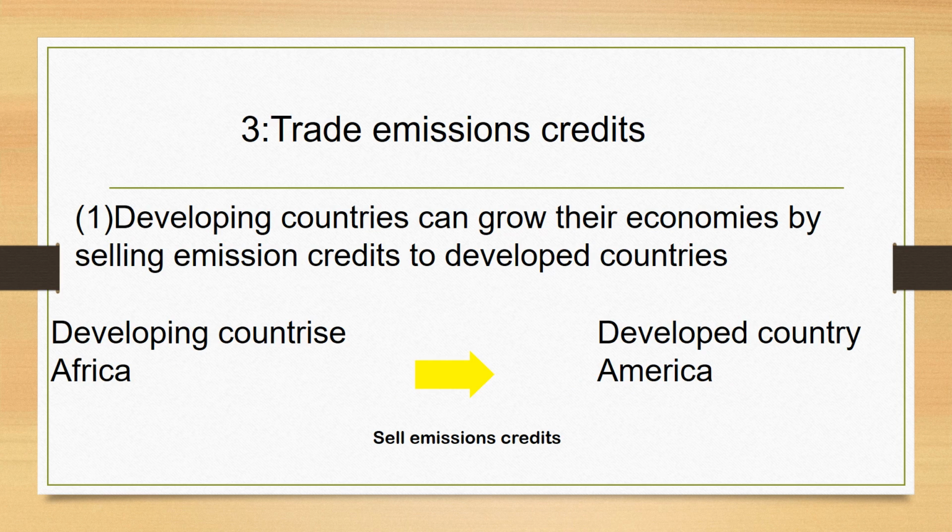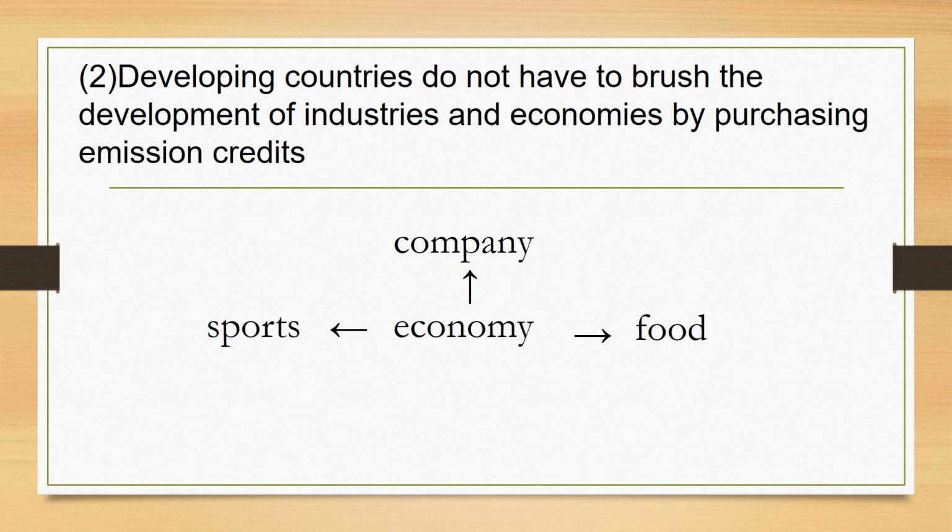The third solution is to trade emissions credits. There are two merits. First, developing countries can grow their economies by selling emission credits to developed countries. For example, developing countries such as those in Africa sell to developed countries like America. Secondly, developing countries do not have to sacrifice the development of industries and economies by purchasing emission credits. The economy can put emphasis on products, companies, and sports.